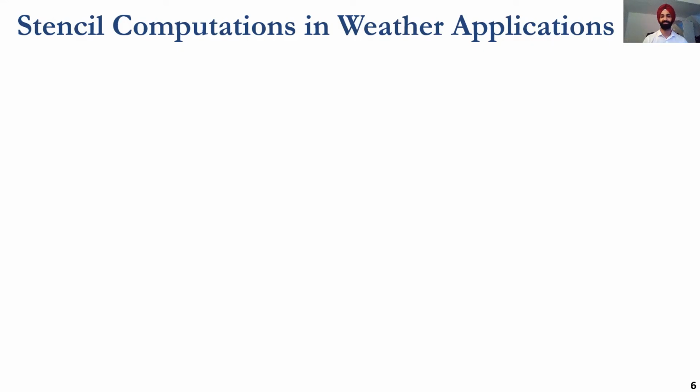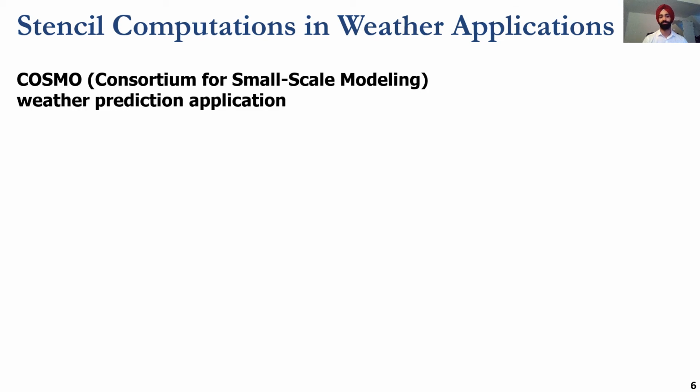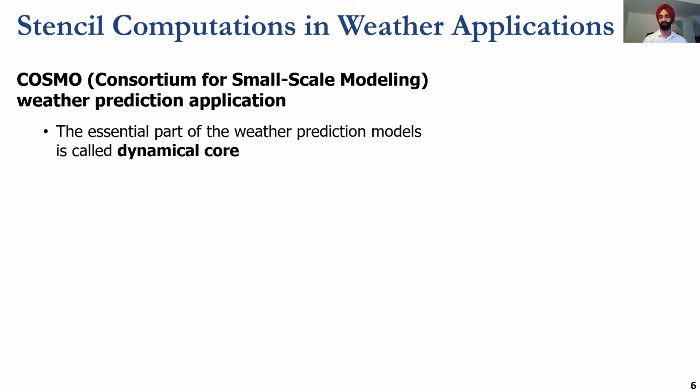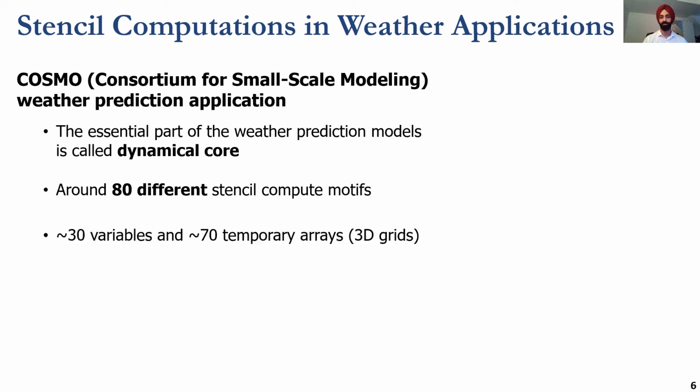Let's take a look at the stencil computation in a real-world weather application. The Consortium for Small-Scale Modeling, or COSMO, is a weather prediction model currently being used by a dozen nations, including Switzerland, Germany, Italy, etc. The central part of the COSMO model is called the dynamical core or dycore, which has around 80 different stencil compute motifs with varying amount of access patterns. These stencils make use of around 30 variables and 70 temporary arrays.